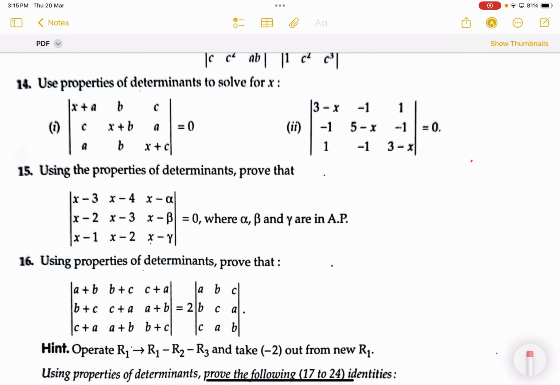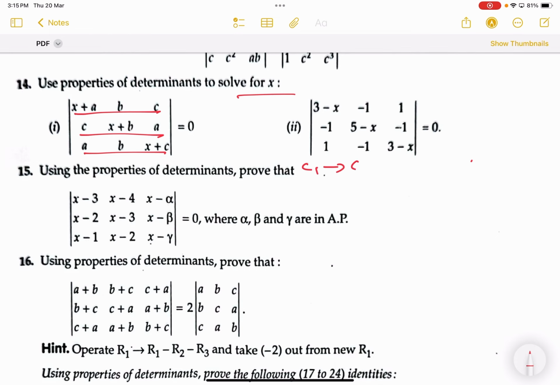Solve for x. This question is not proving. We are solving for finding the x value. So for that also, instead of directly doing the determinant, reduce the determinant to make it a small value, then solve for x. So what you can do? X plus a. Tell me what you can do. By adding everything, it will become the same value, right? Yeah. So shall we do that?